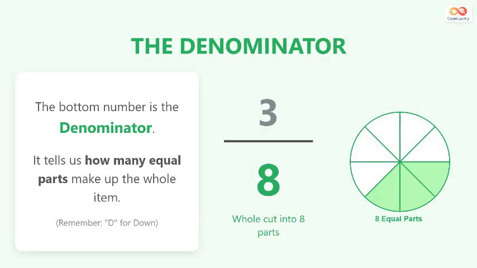Now for the bottom number, the denominator. An easy way to remember this is D for down. The denominator tells us how many equal parts make up the whole item. If a circle is cut into 8 equal pieces, the denominator is 8. It defines the size of the pieces.